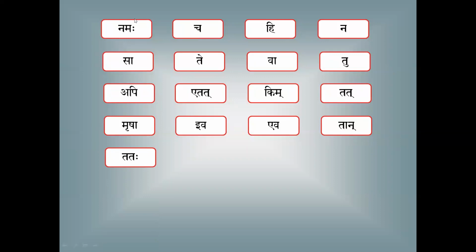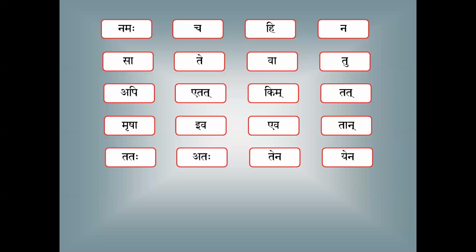Again, going back to the first one. Akosh. Tatha. Read again. Tatha. But what about the visarga? Tataha. Tataha it is. Visarga is a visarga, I cannot drop it. Ataha. Tena. Yena. Punaha.